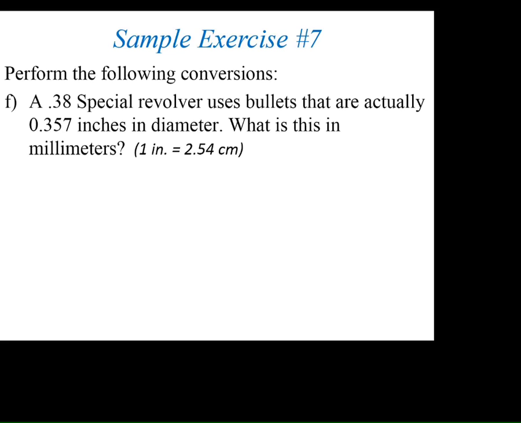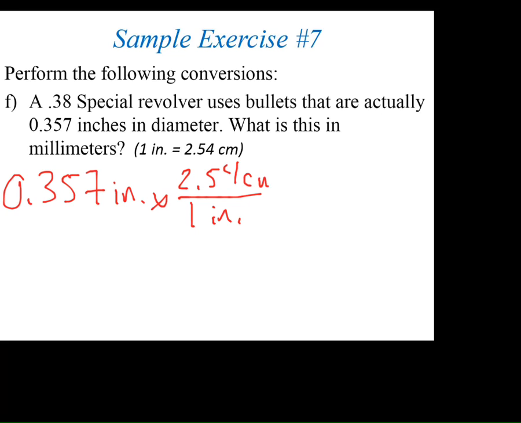Okay, well, I'm going to head and start working it out in case you're a little stuck. Let's just look at it here. So we're starting with 0.357 inches. And I want to get to millimeters. So I'm in inches, so I need a conversion that has inches in it. And the one that was given was 1 inch is 2.54 centimeters. So now I'm out of inches and I'm in centimeters. Well, I'm in centimeters, but I want to be in millimeters.